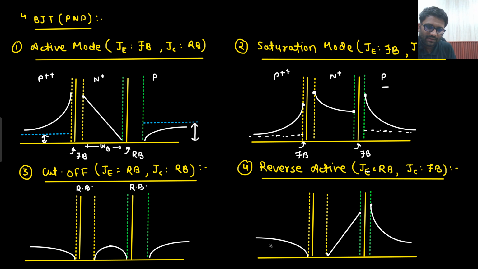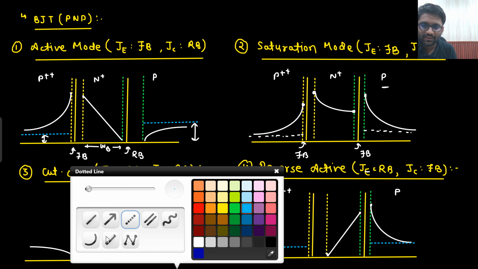Like, this is your p plus, no? So this line should be somewhere here. If I make this line somewhere here, and if you make this line somewhere here, this line will surely be above, because this is p and this is p plus plus. So what is the meaning of p plus plus? P plus plus is more doping. More doping means lesser minority carrier concentration, lesser minority.